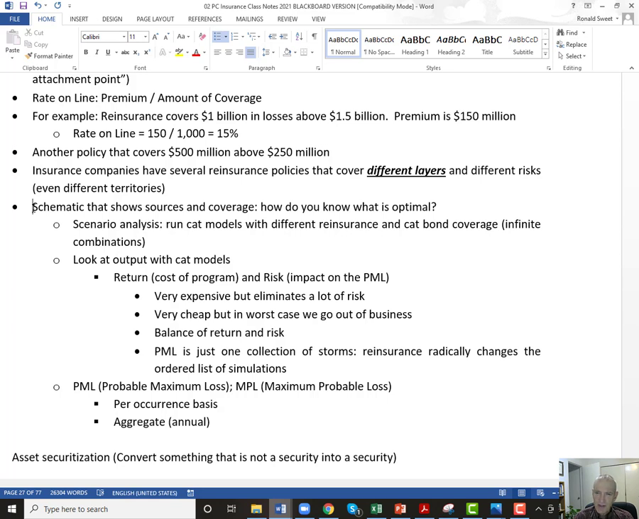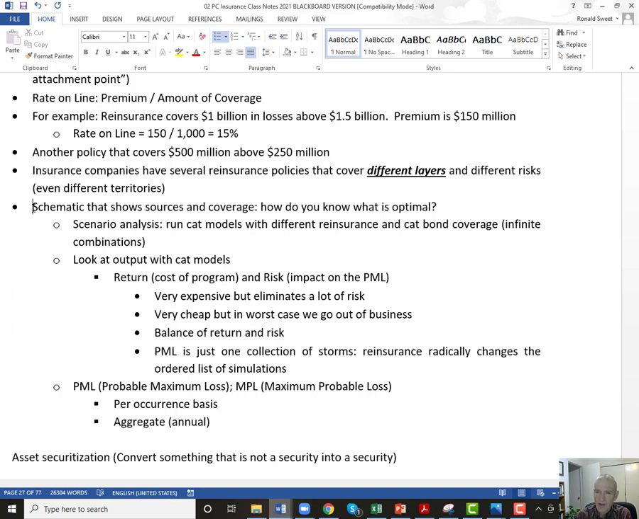So the schematic shows the sources of coverage. So how do you know what is optimal? This is the question we ask. How do you know you bought the right amount of reinsurance? So your goal is, and you don't know, it depends on the scenario, right? You might have one set of layers in Hawaii and one set of layers of reinsurance in Florida. Well, it depends on what hit. Was it a Florida event or was it a Hawaii event?